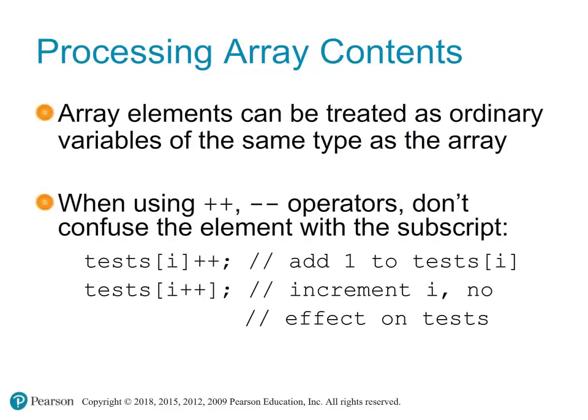Array elements can be treated just like ordinary variables of the same type. That means you can perform various operations on them, including using increment, plus plus, and decrement, minus minus operators. Also, array elements are like regular variables. The context in which they are used can change the behavior of the operation like plus plus and minus minus.